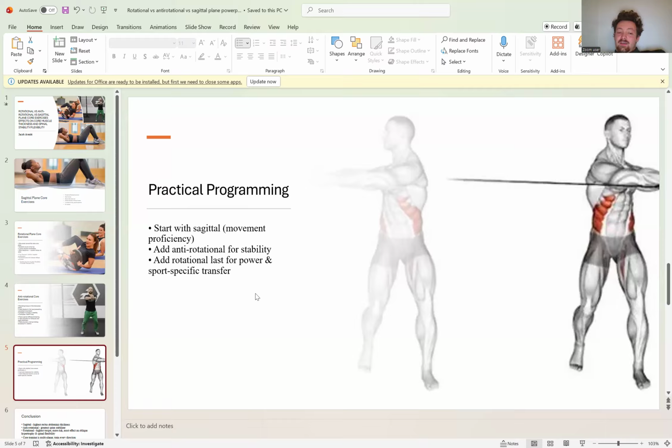So you would add rotational movements last for power and sport specific transfer. You could ask any athlete from basically any sport, that would include boxing, baseball, tennis, discus throwing, and a million others, where does the power come from? Does it come from your arms? Does it come from your shoulders, your lats? Nope. It comes from the hips.